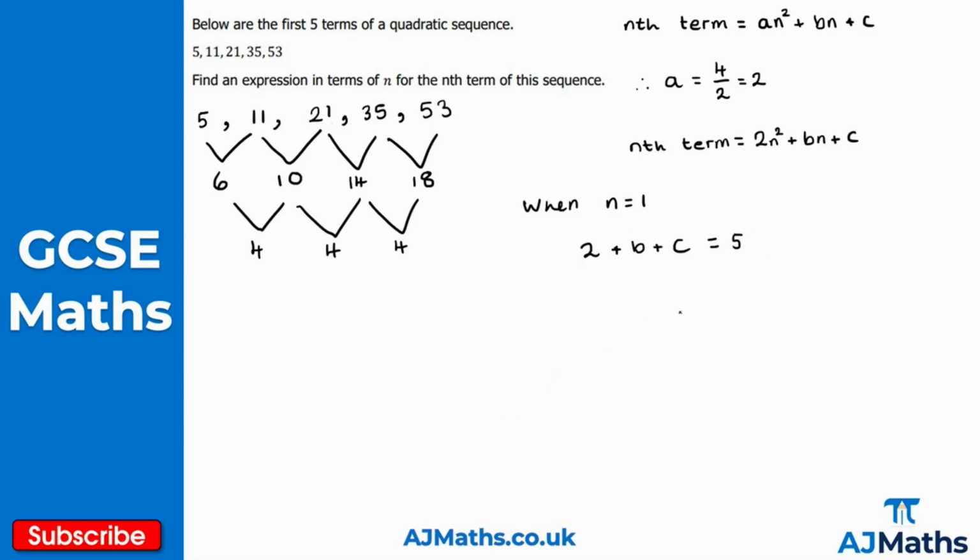We now do the same with n equals 2, but before we do that, let's just simplify this equation here. So subtract 2 off both sides. I'm going to get b plus c is equal to 3. Okay. Do the same now for when n is equal to 2.